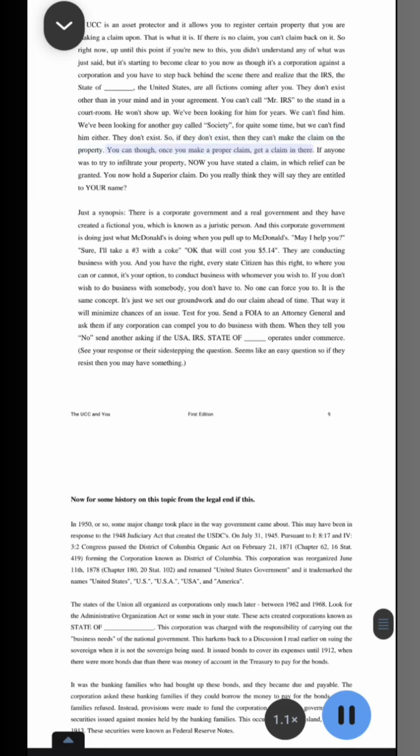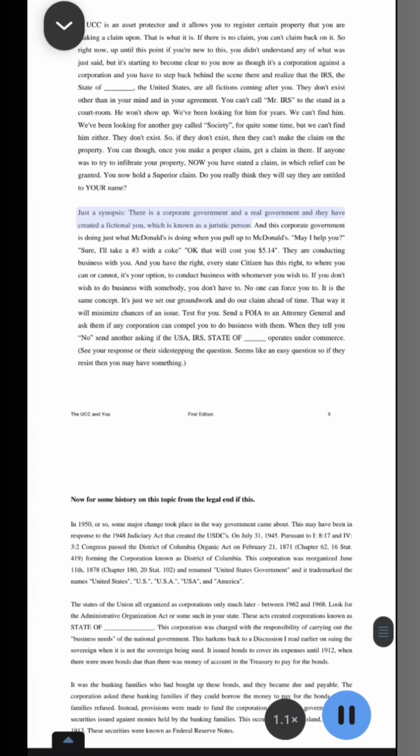You can, though, once you make a proper claim, get a claim in there. If anyone was to try to infiltrate your property, now you have stated a claim, in which relief can be granted. You now hold a superior claim. Do you really think they will say they are entitled to your name? Just a synopsis.